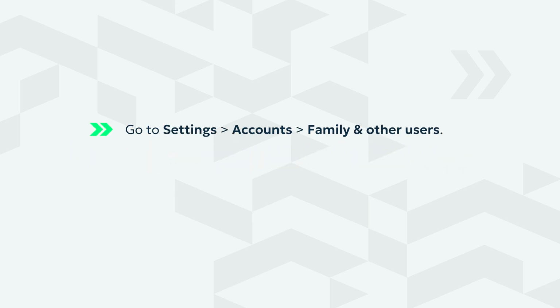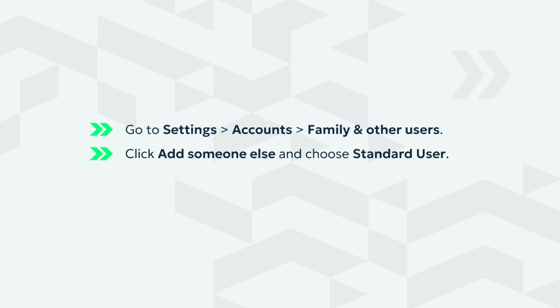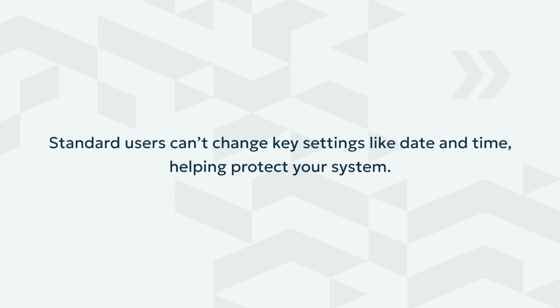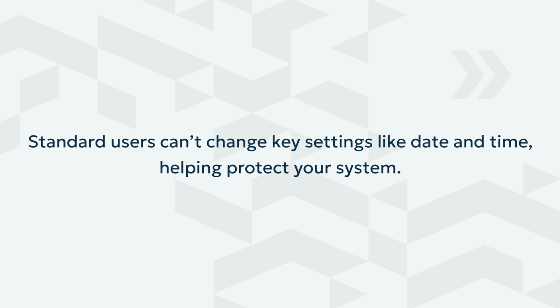Go to Settings, Accounts, Family and Other Users. Click Add Someone Else and choose Standard User. Use the admin account only for important tasks. Standard users can't change key settings like date and time, helping protect your system.